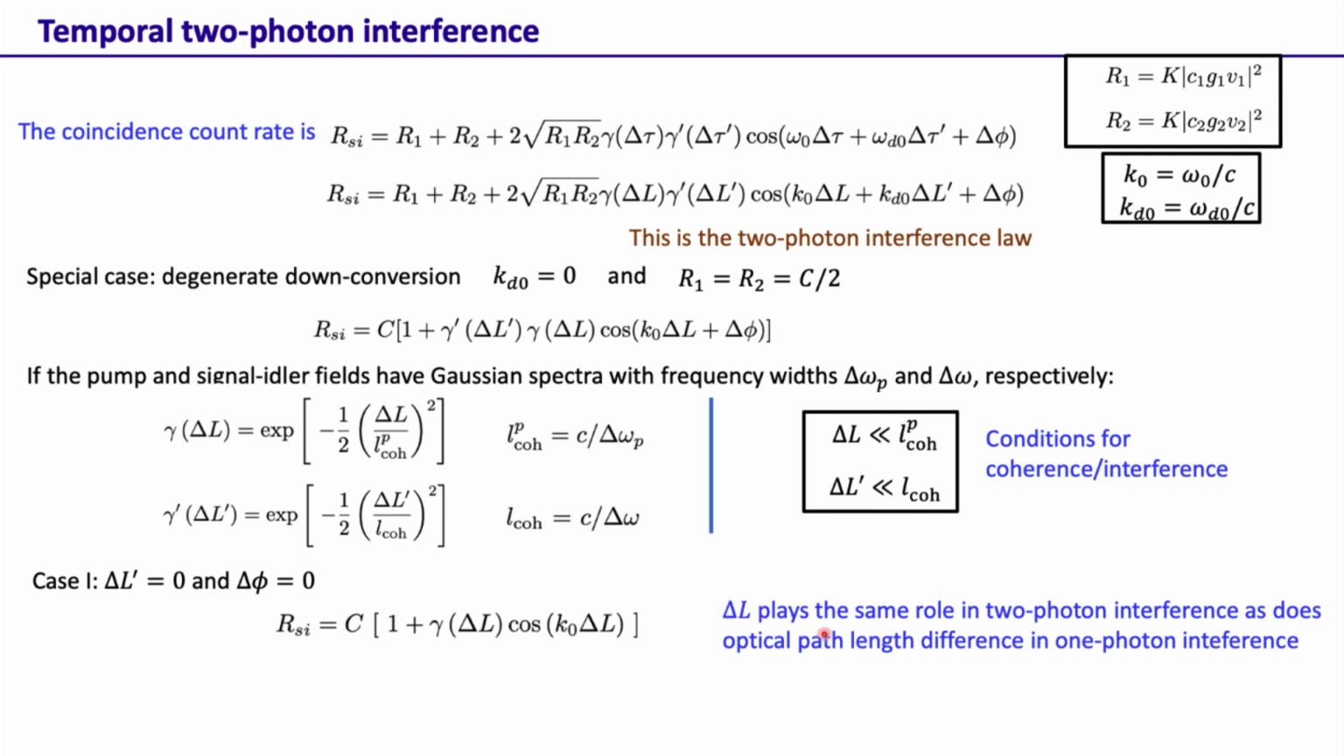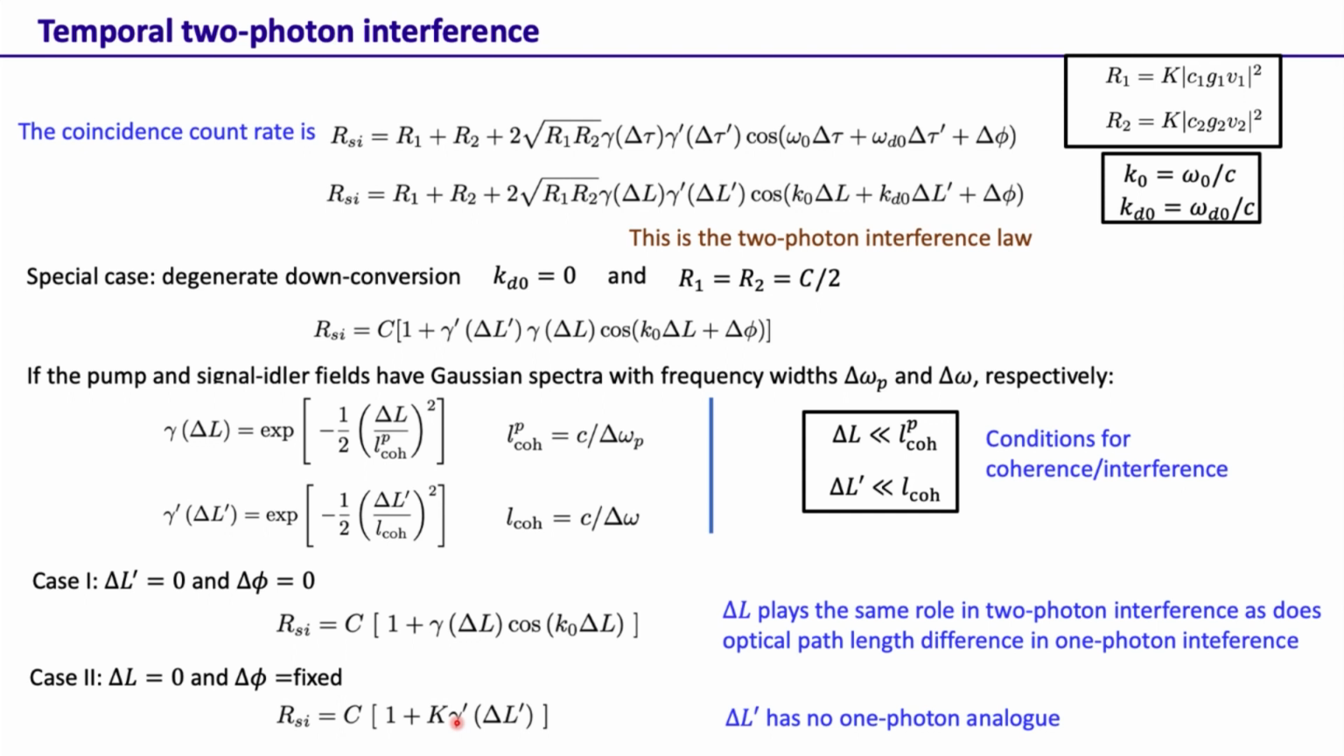So we see that delta L plays the same role in two photon interference as does the optical path difference in one photon interference. Let us look at another case, when delta L is 0 now and delta phi is some fixed quantity. In that case, RSI is C1 plus K gamma prime delta L prime, because this quantity is just 1, and since delta L is 0 and delta phi is some fixed quantity, the cosine is just a fixed number, which is some K. So in this case, if we change delta L prime, we do not see any interference. Rather, we just see the profile of this function gamma prime delta L prime. If this profile happens to be a Gaussian function, then we will just see a Gaussian profile.